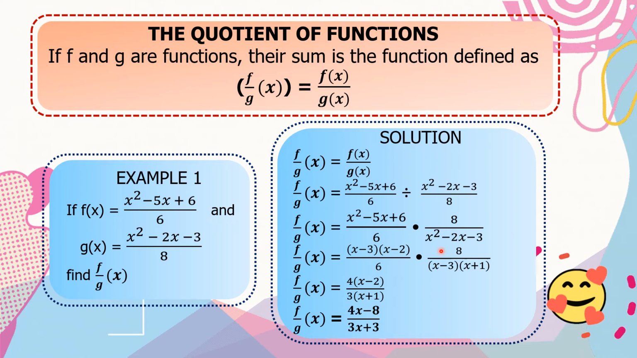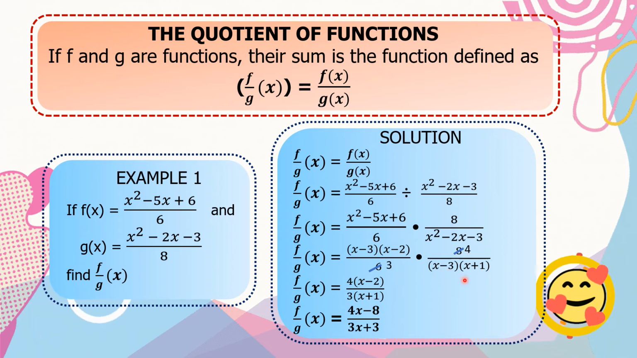Then, i-factor naman natin yung 8 at 6. So, both divisible by 2. So, i-divide natin 8 divided by 2 is equal to 4. So, yung 8 ay 4 na. Then yung 6 dito, 6 divided by 2 is 3. So na-simplify natin yung 8 over 6 ng 4 over 3.